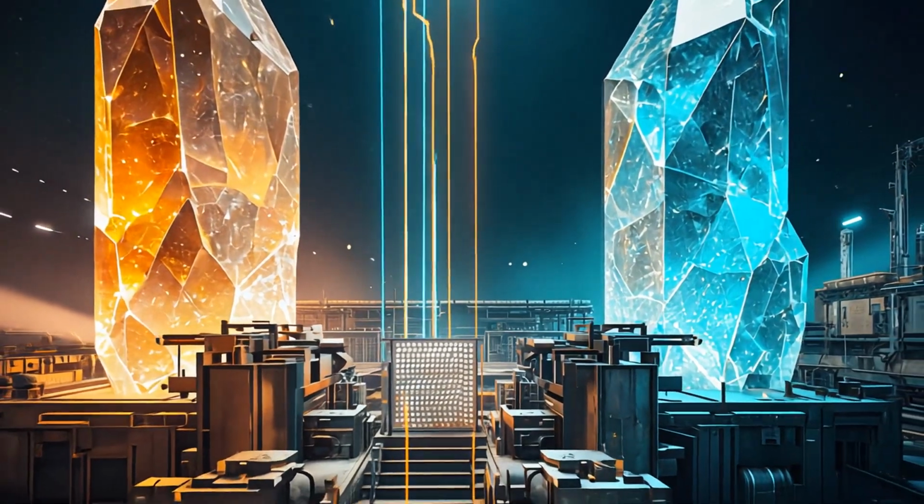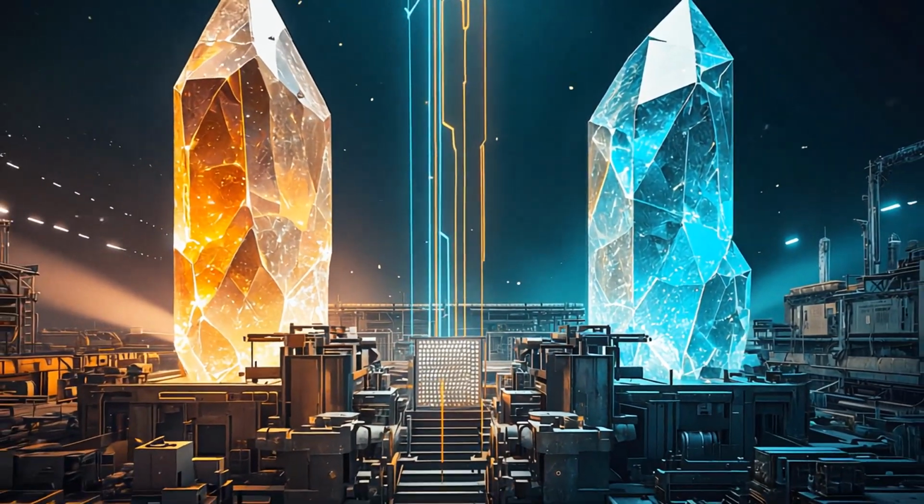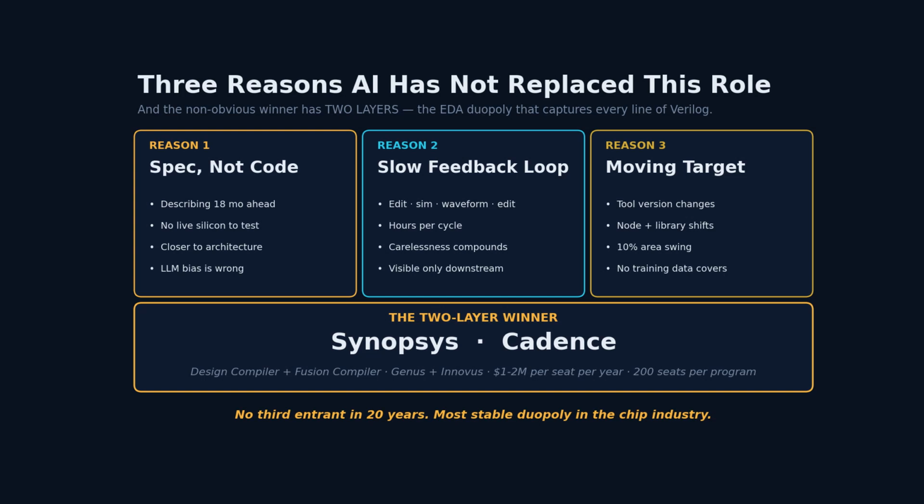Layer 2 is Cadence with Genus and Innovus. Roughly 40% of programs use Cadence as primary, 60% use Synopsys. But almost every program uses both. Designs are validated against both flows because the tools find different bugs. Both vendors capture the role in different ways. License revenue scales with designer count scales with chip complexity. No third entrant has reached double-digit market share in 20 years, the most stable duopoly in the chip industry.